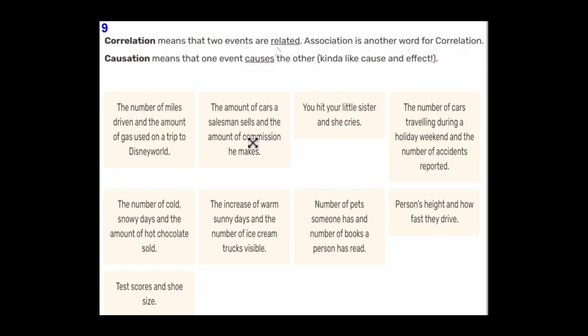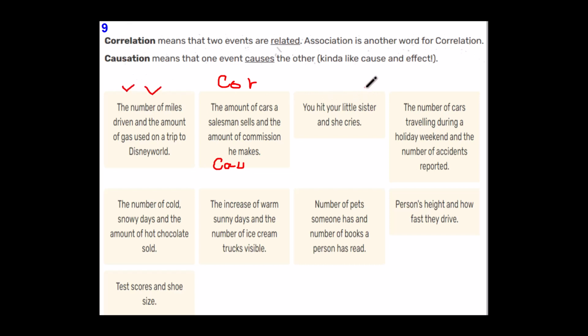The number of cars a salesman sells and the amount of commission he makes. Again, the more cars that are sold, the more commission, if a salesperson is working on commission. Okay, that's going to be a correlation. So I'm going to put CO for correlation, and I'm also going to put CAU, causation. Okay, so this one has causation and correlation, it has both.